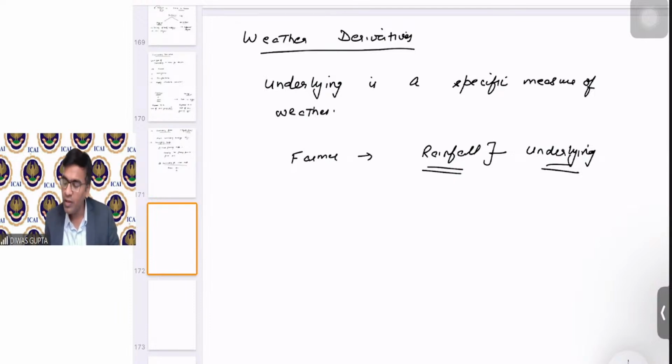Okay, so let's say the rainfall is an underlying. Rainfall is an underlying, question. So they have specified in the contract that if an adverse movement happens, from what range to what range exactly, and in what period exactly, then there will be certain payouts.